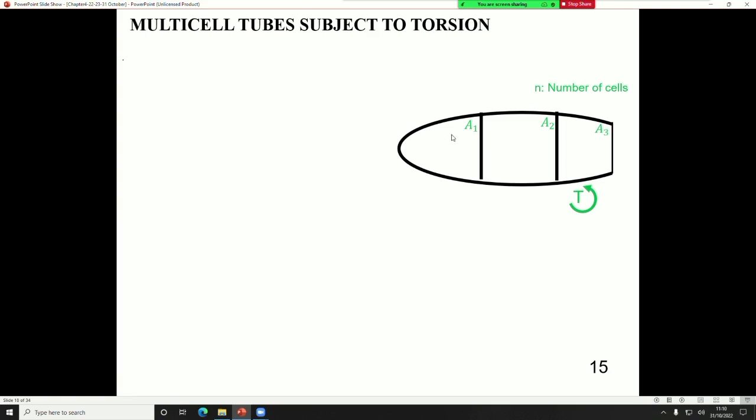Now, each of these cells has its own area, enclosed by its perimeter: A1, A2, A3, AN. When I apply this torque, there will be shear flows in each of these cells. But because the thickness varies and the areas are different, the shear flows cannot be the same. But they're all in the same direction as the applied torque.